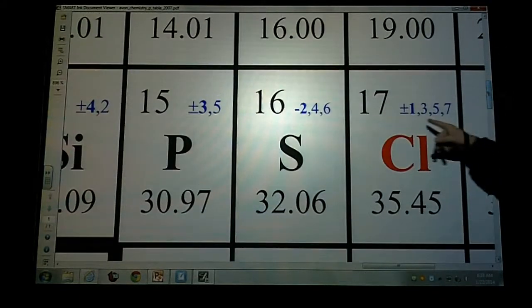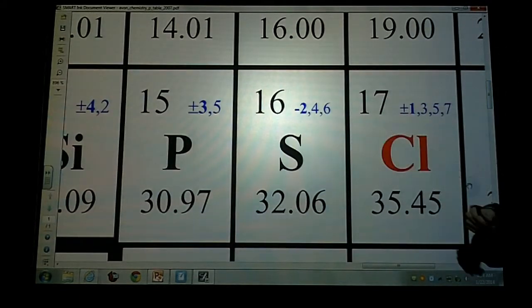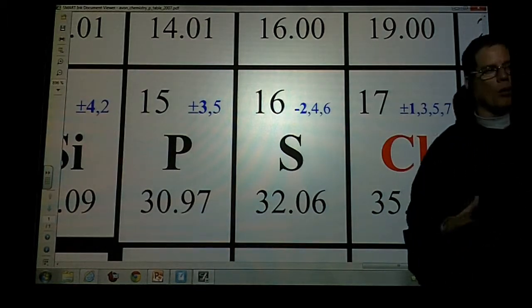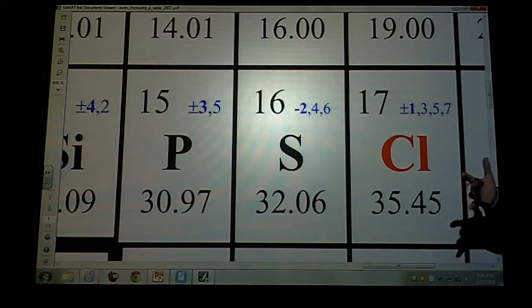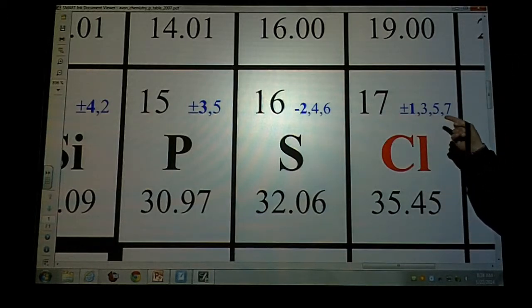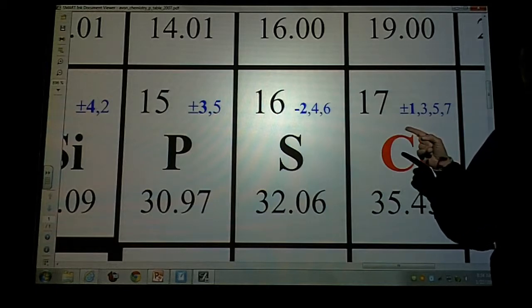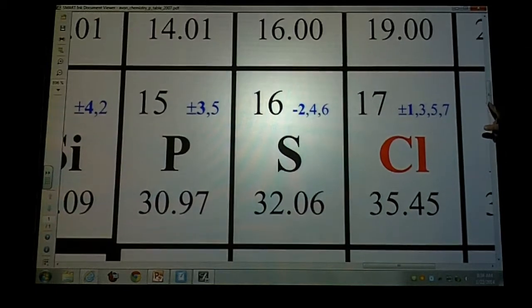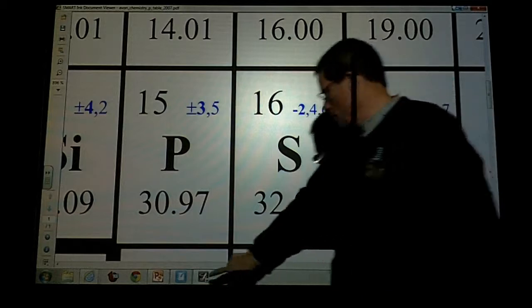But once we start to get down here, now chlorine, sulfur, they have multiple charges. So when you're determining the oxidation numbers, the last thing you want to do after you finish determining it is check and see if it's a legal oxidation value. All right, and so that's what we're doing with this.